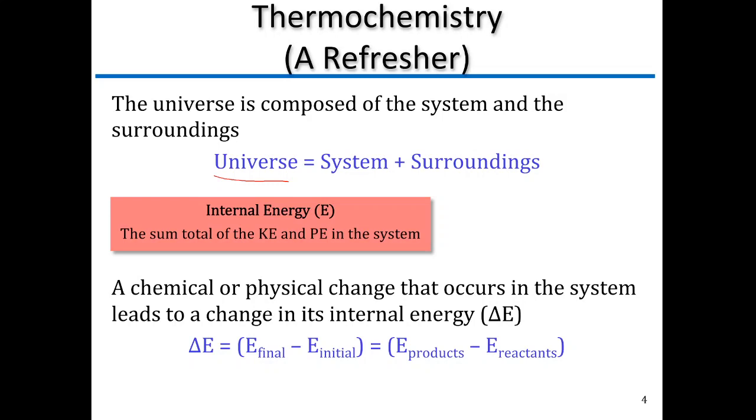Okay, and so we can also talk about things like internal energy. The internal energy is kind of similar to the universe. The internal energy is the sum total of the kinetic and the potential energy of the system. So that's how much energy is inside of the system, both kinetic and potential. A chemical or physical change that occurs to the system must lead to a change in its internal energy. So we can say delta E here, and we'll get to what E is briefly. Delta E is equal to E final minus E initial. Notice this is a state function, so all we care about is where we end and where we come from. That's also equal to the energy of the products minus the energy of the reactants. So again, where do we come from and where do we end up?